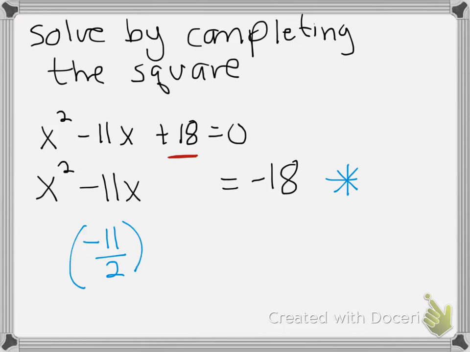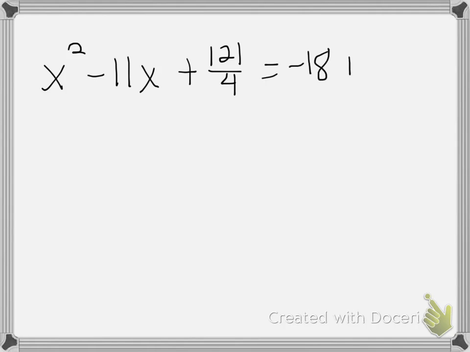Always divide by 2, and then you're going to square it. In this case I get 121 fourths. Every single time that's what you're going to do. Take the middle number, divide it by 2, and then square it. And then that is what is added to both sides of the equal sign. Now let me go ahead and rewrite that to see what we have. We now have x squared minus 11x plus 121 fourths equals negative 18 plus 121 fourths. Don't be afraid of the fractions. It's not going to change anything too much.